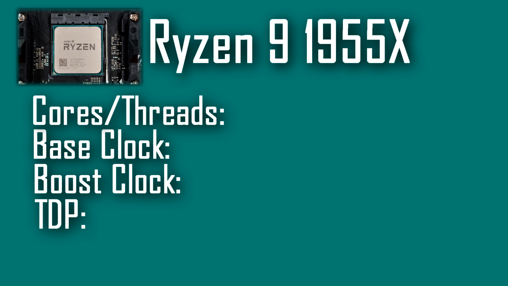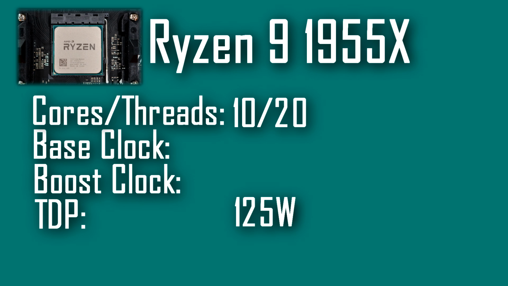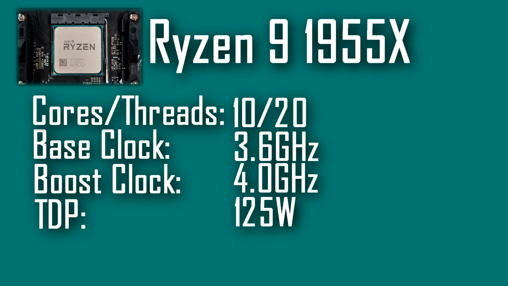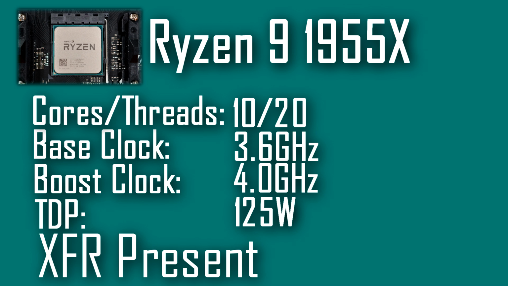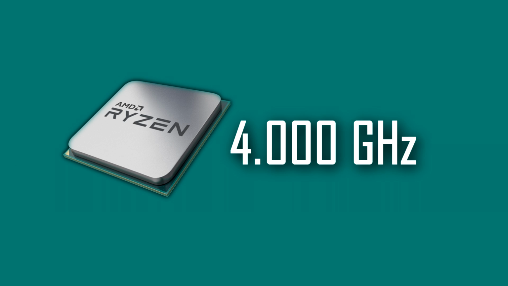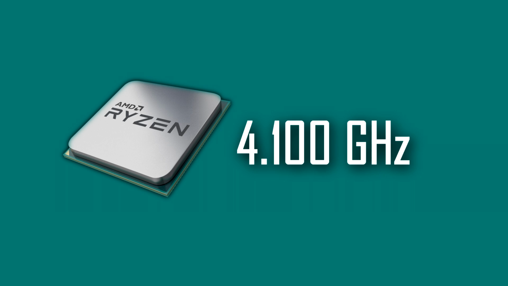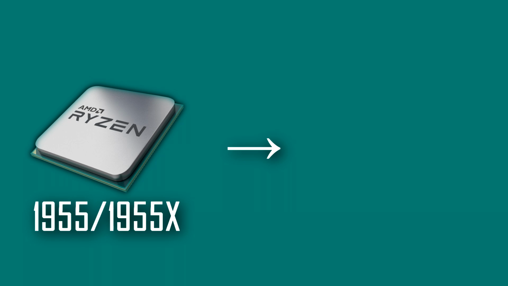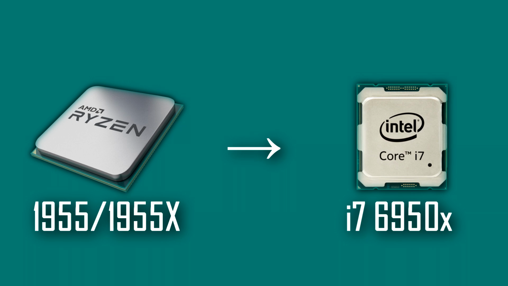If you were to cash in on the 1955X, you would be getting the same core count, thread count, and TDP, but a base clock of 3.6 GHz and a boost of 4. And of course, like the rest of the Ryzen CPUs, the X in the name indicates the presence of XFR, or extended frequency range, by which the CPU will dynamically overclock a bit further, depending on the cooling you have. These two will presumably compete fairly closely with the i7-6950X in performance, judging by the IPC and raw specifications alone.